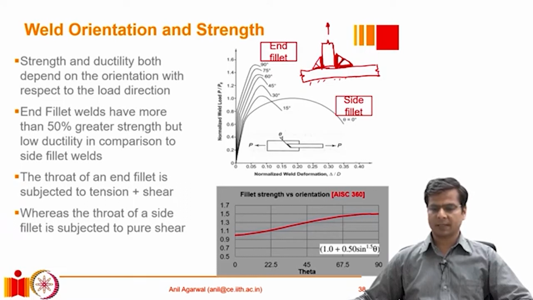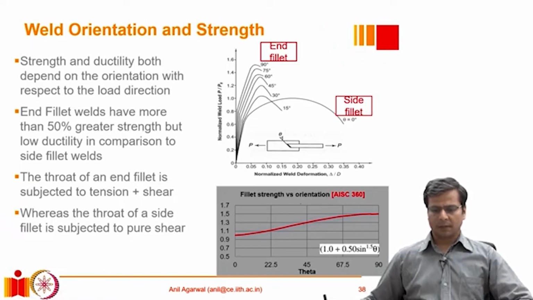Actually, as we saw, at this edge it was primarily shear, but at this edge it was primarily tension. And at this interface, it will be somewhere in between shear and tension. So basically shear force and normal force both exist at that interface, and their interplay controls the strength of this material. Several people conducted a lot of experiments to understand the behavior of fillet welds under various types of configurations.